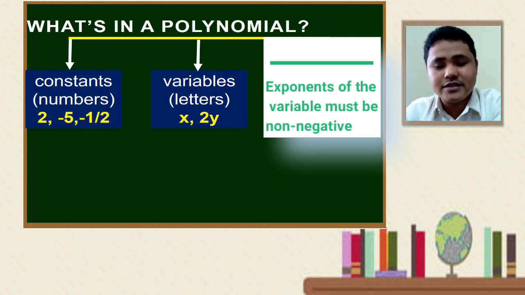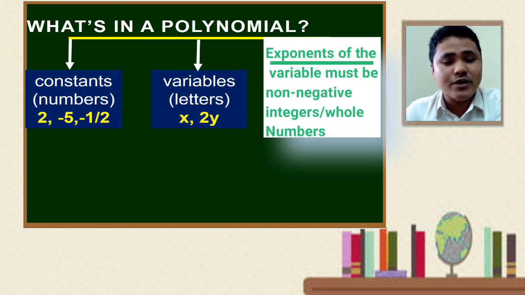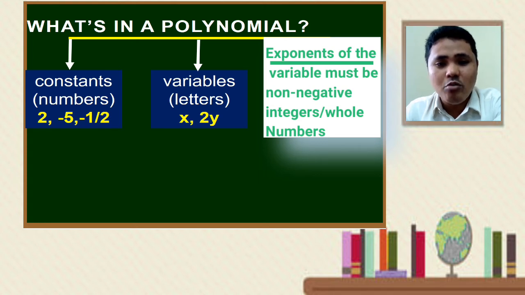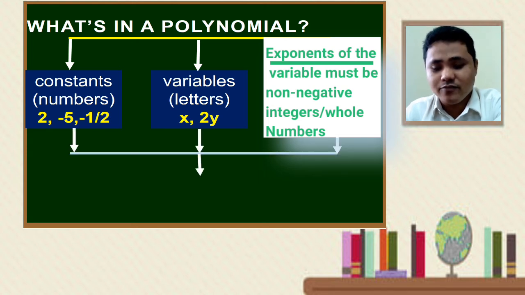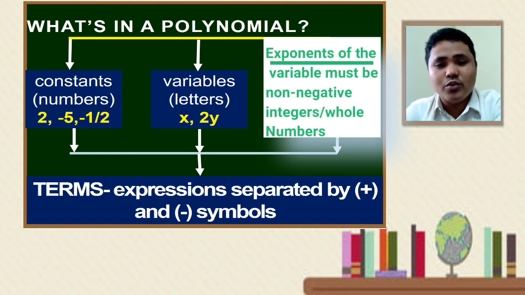So in this case, a polynomial could either be constant, it can be variable only, or it can be both constant and variables. So the combination of constant and variables could create a term. So we know that a term or terms are expressions separated by plus and minus symbol.